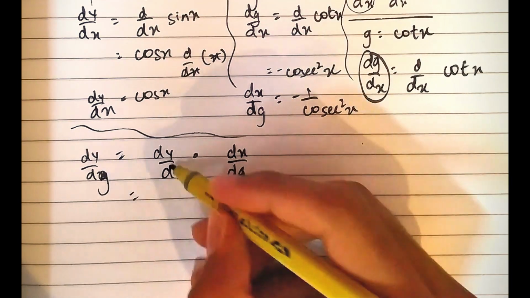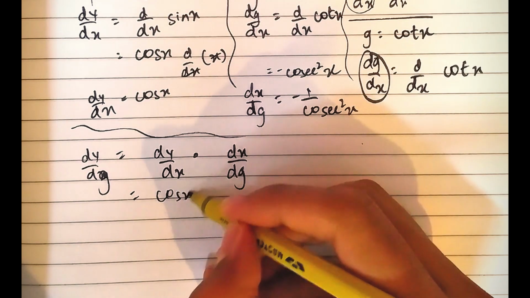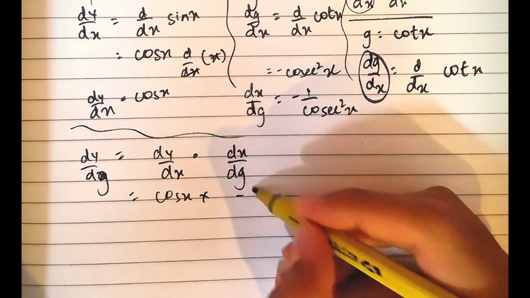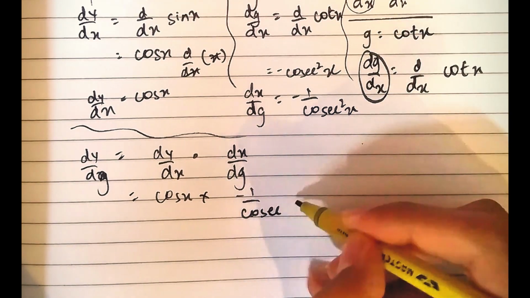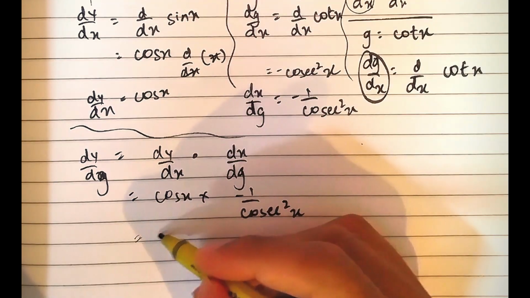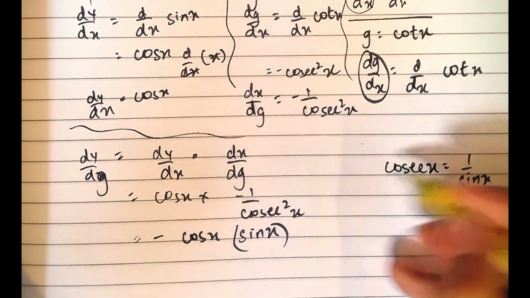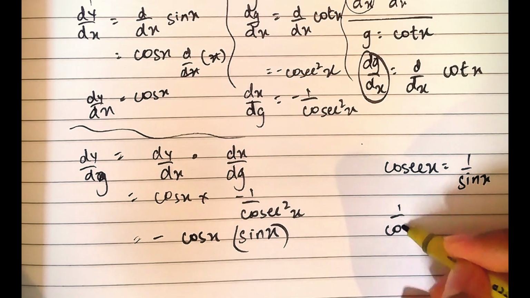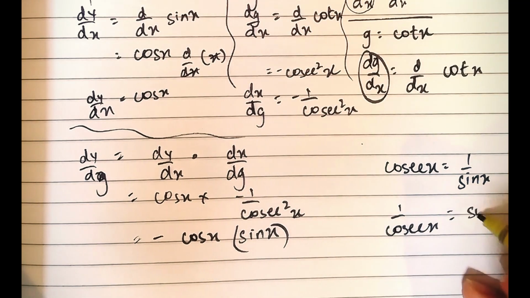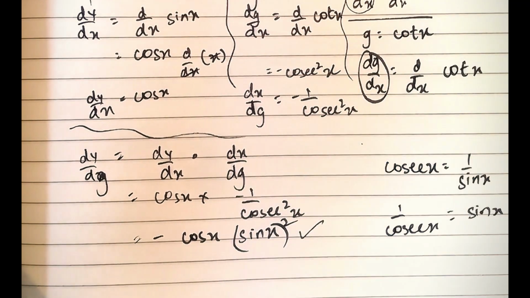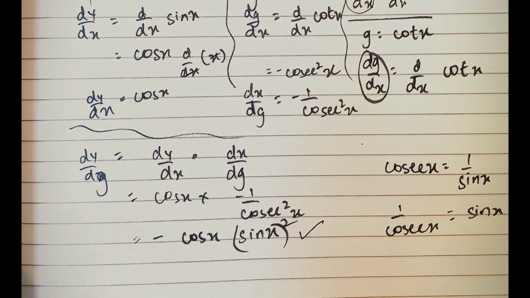Now let's just put in the values. dy by dx is cos x multiplied by negative 1 divided by cosecant squared x. The negative sign goes at the beginning: cos x, and 1 divided by cosecant x would be equal to sin x. So this is the final derivative of this question. I hope that makes sense.